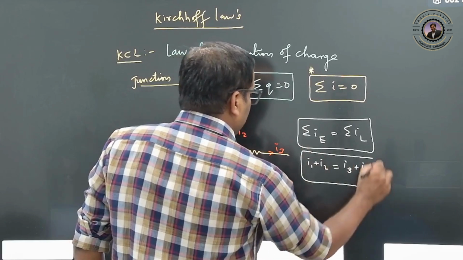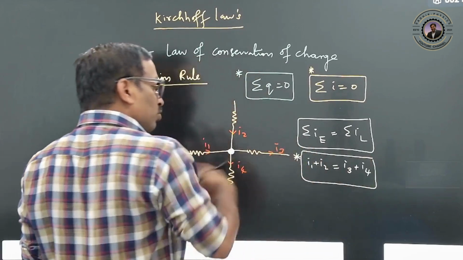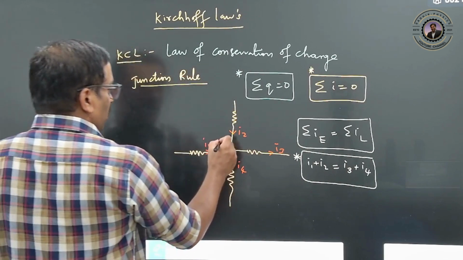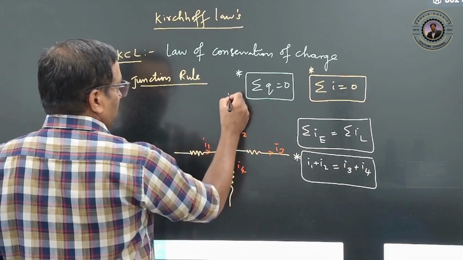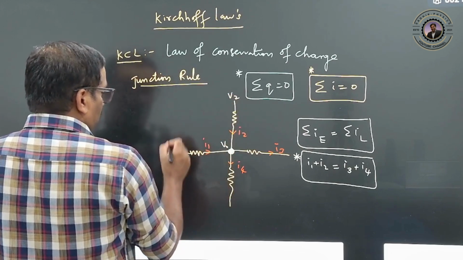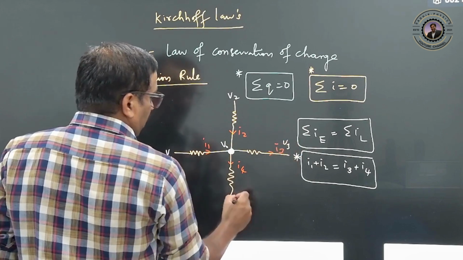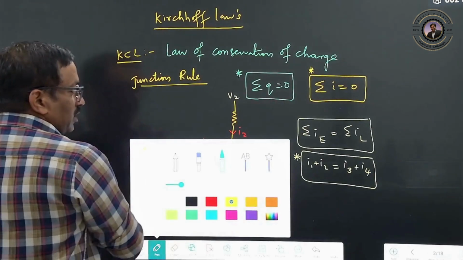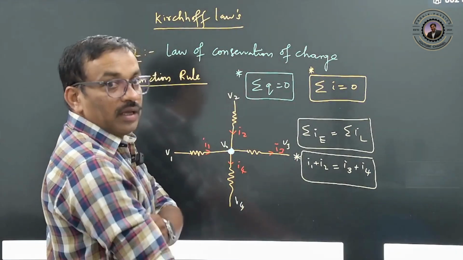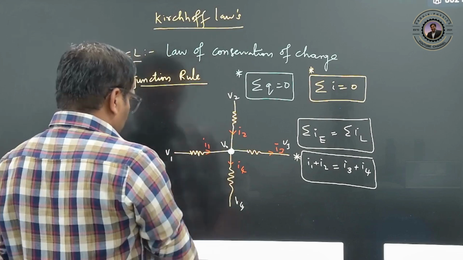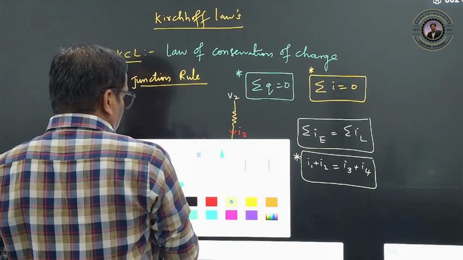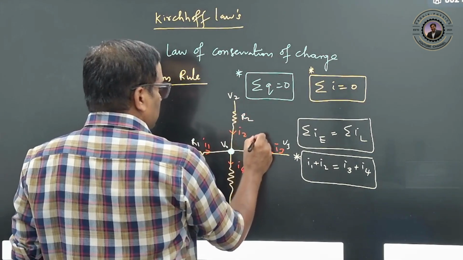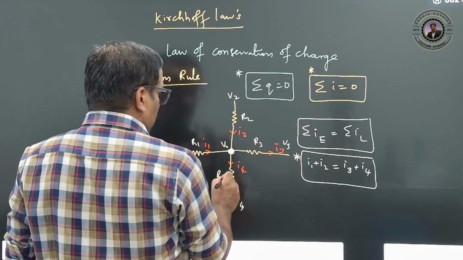Like this you can rewrite it, or by using this law we can calculate the junction potential. V0 is the junction potential, V2 is the potential here, and V1, V3 and V4. You know that current is nothing but potential difference divided by resistance. Suppose here I take the resistances as R1, this is R2, this is R3 and this is R4.